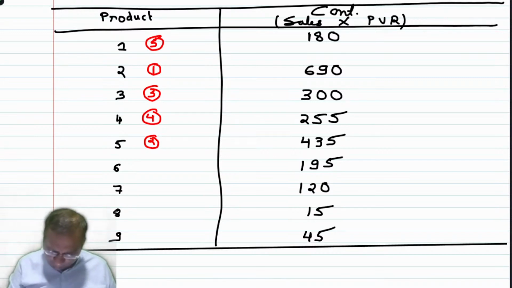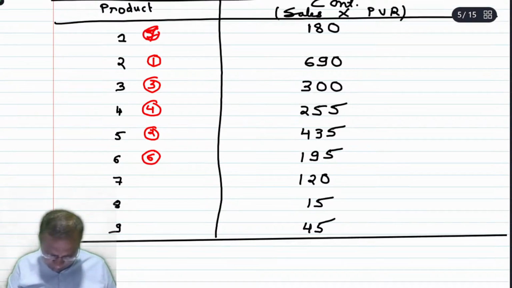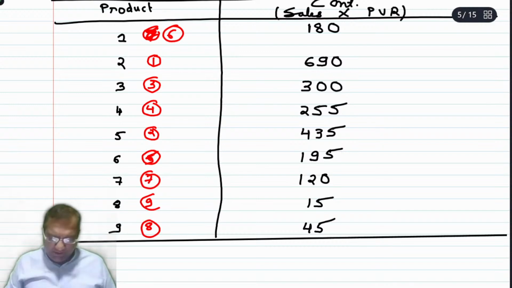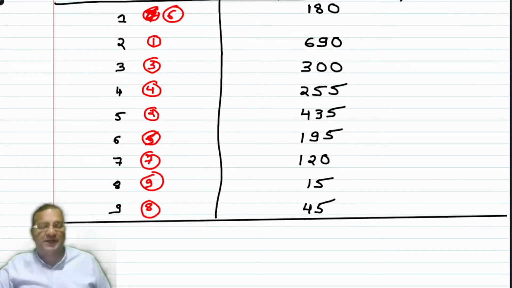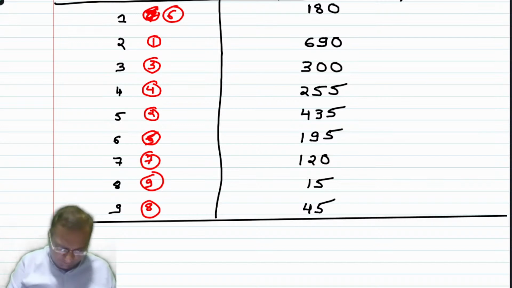Then product number 1, then product number 6 will appear in the fifth rank. Then product number 1 in seventh rank. 1, 2, 3, 4, 5. This will appear in sixth rank. Then 7, then 8, and then 9. Okay. In this way, now we have to arrange the data according to the product that is giving the highest contribution and goes till the lowest contribution. Okay, beta? Any doubt in this point?